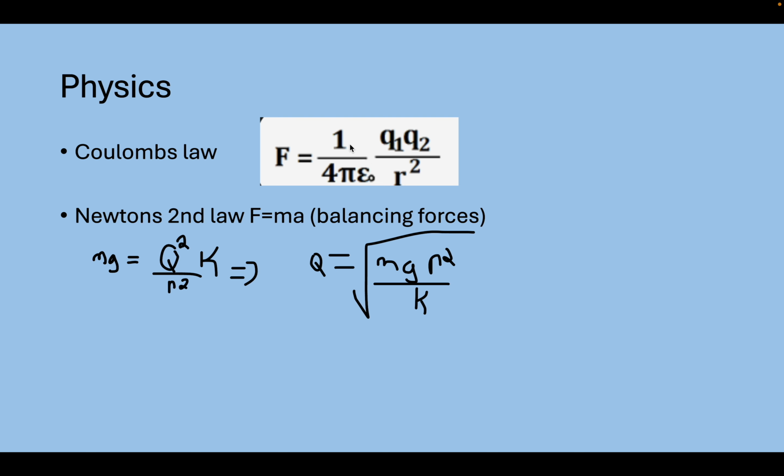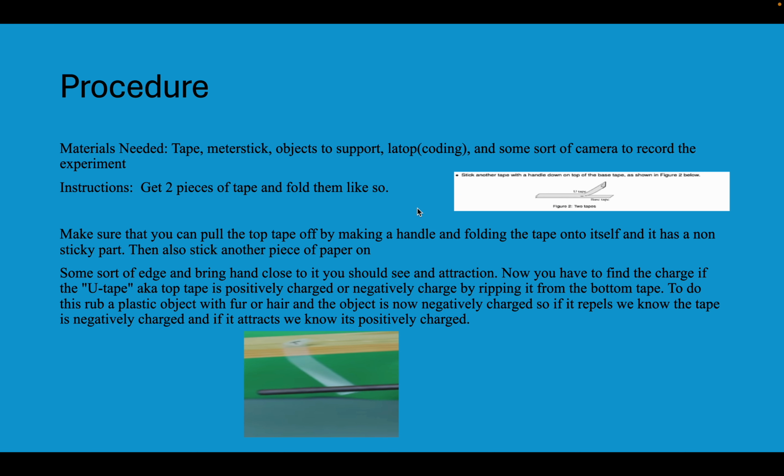Coulomb's law equals 1 over 4 pi epsilon times Q1 Q2 over R squared. And Newton's second law equals F equals ma. We know a is g. Since we're trying to find the charge on the tape, we just solve for Q, and we get Q equals the square root of mg R squared over K. K is just this constant.